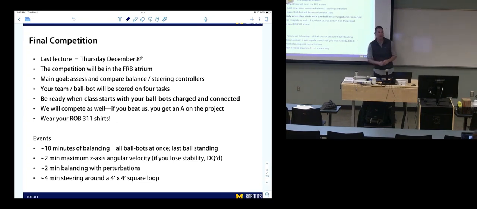The next one is going to be a 2 minute maximum vertical axis velocity test. So you have to start your ballbot, we'll start the timer, and you have 2 minutes to get it up to whatever you think is its maximum z-axis velocity. If it topples, you're DQ'd from that event. So it can't topple, it just spins. So you'll have 2 minutes to do that, and we'll analyze your data.